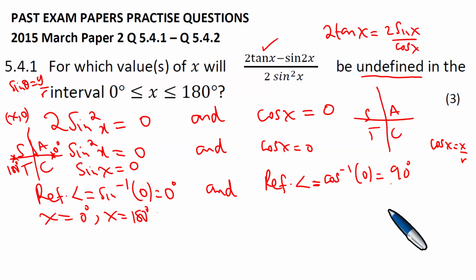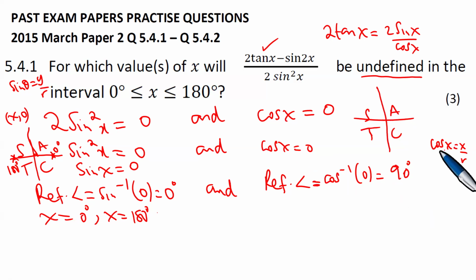Now, what do we get here? For example, because the cosine is adjacent over hypotenuse, we have the following. If you have the CAST diagram here, and this is exactly 90 degrees, when is the cosine of x 0? When the reference angle is 90 degrees.